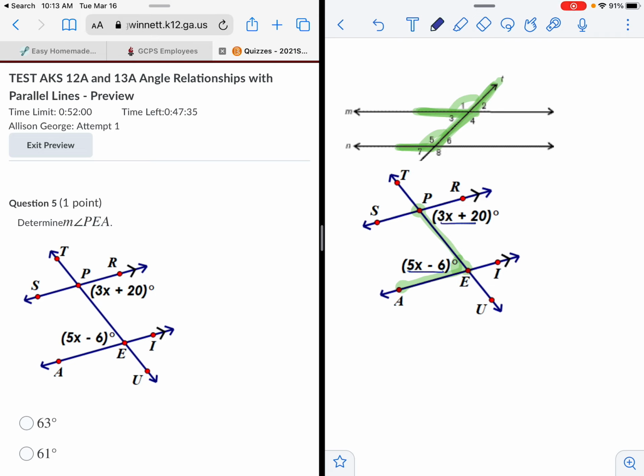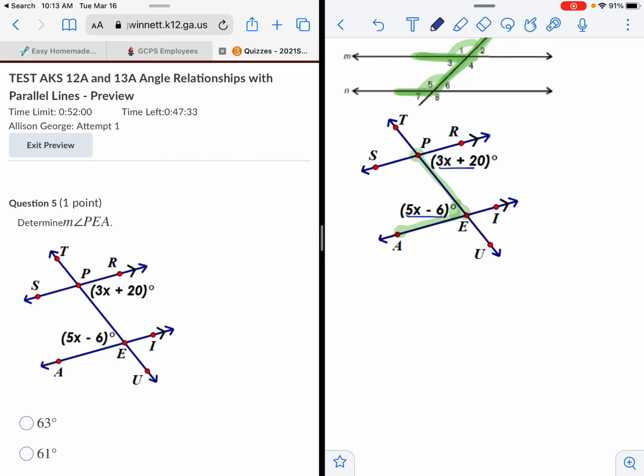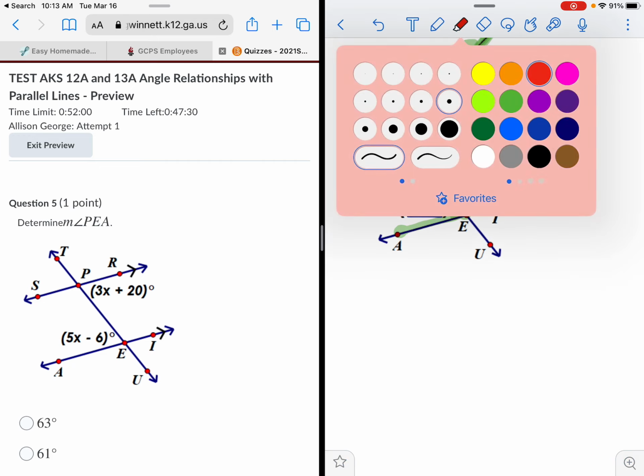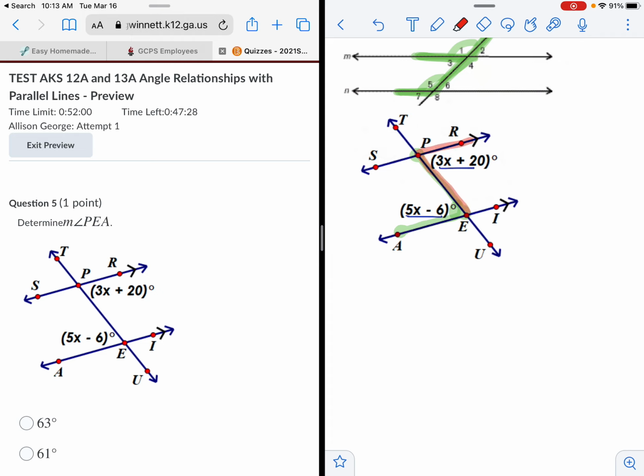So the first thing I need to do is determine the relationship between the two angles that I know. Well, this other angle that I know is right here. And when I put those two together, I see the letter Z telling me that these are alternate interior angles. Therefore, they are congruent. Because they are congruent, now I have a different setup to my problem. I'm going to now set the two expressions equal since they are congruent. So 5x minus 6 equals 3x plus 20.